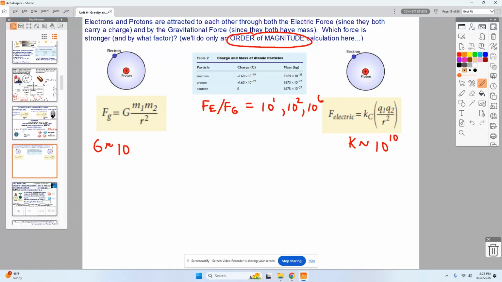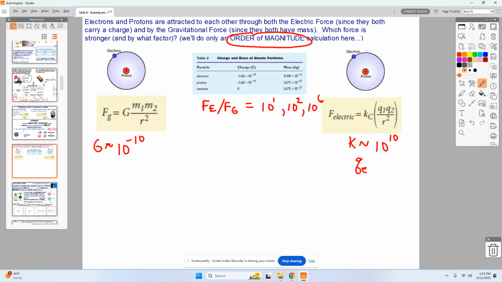One more time. Negative 10. And again, 6.67 is bigger than 5, so I'm going to take the exponent that was negative 11 and add 1 to it, which makes it negative 10. So we would say K is about 10 to the 10th, G is about 10 to the negative 10th. Okay. Now let's do charges.